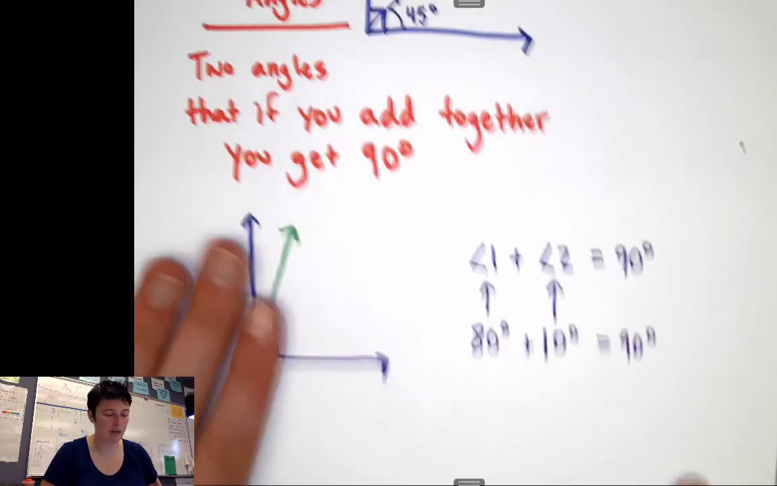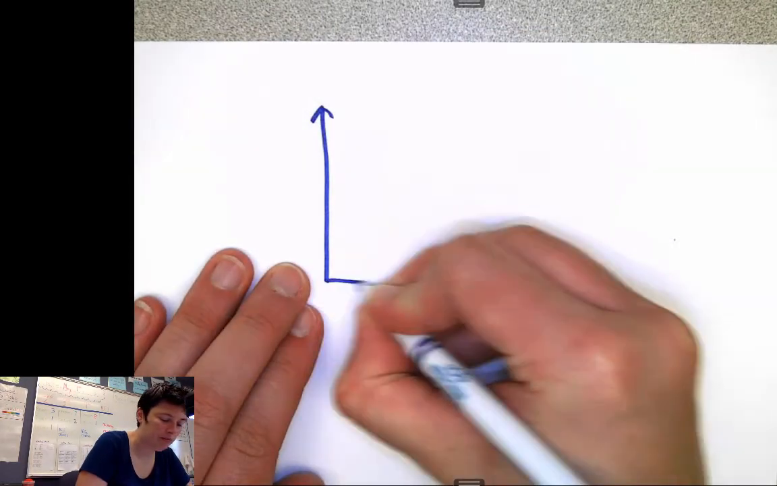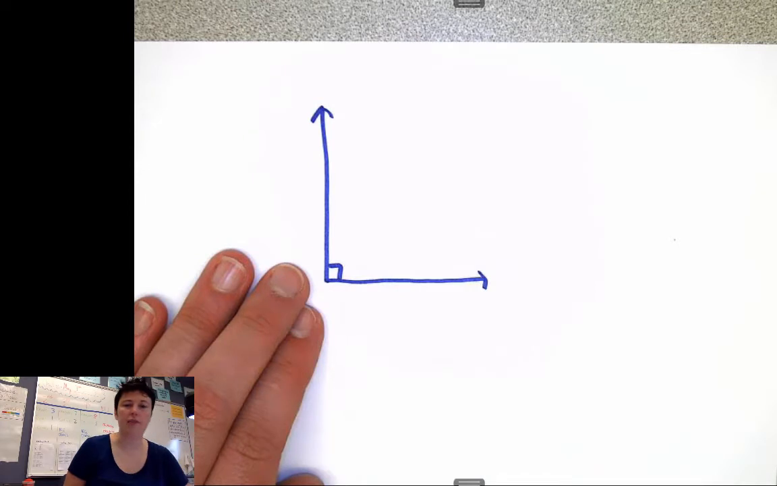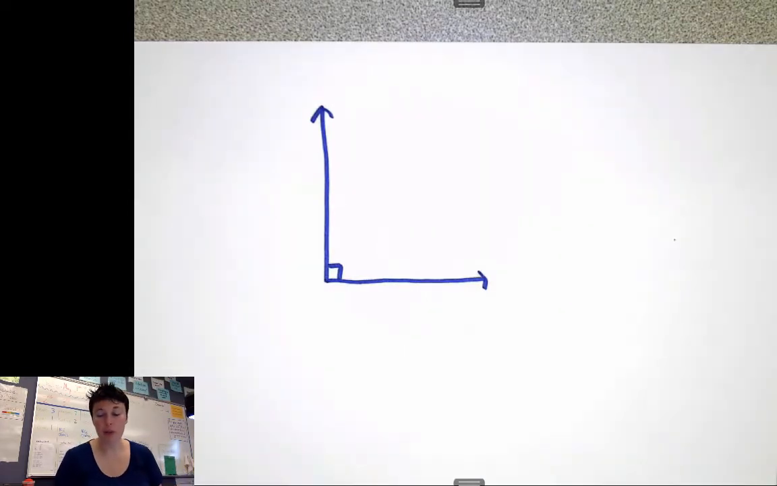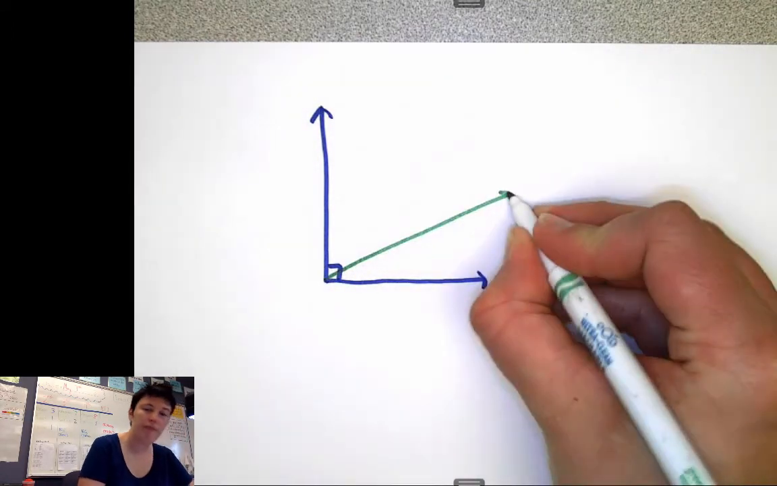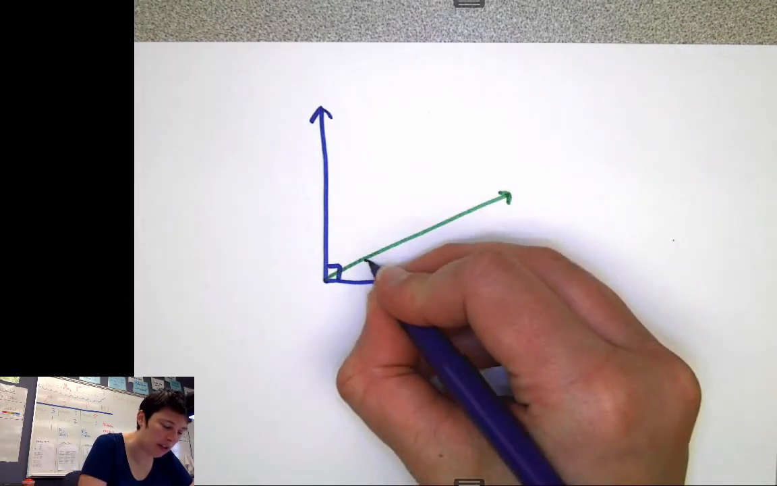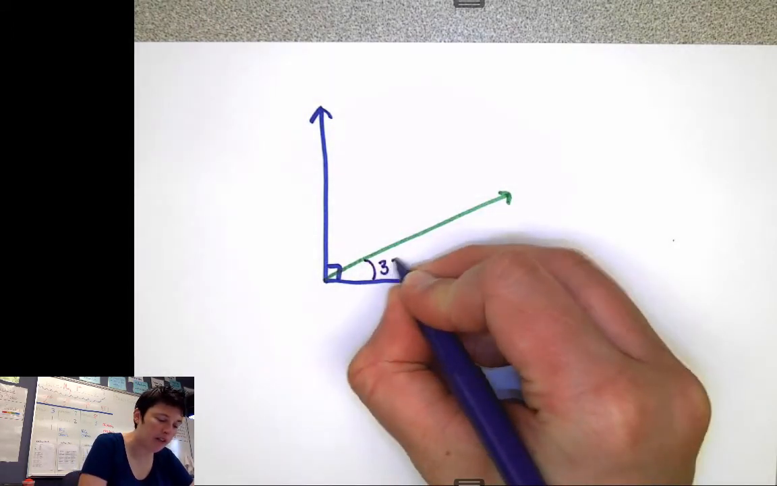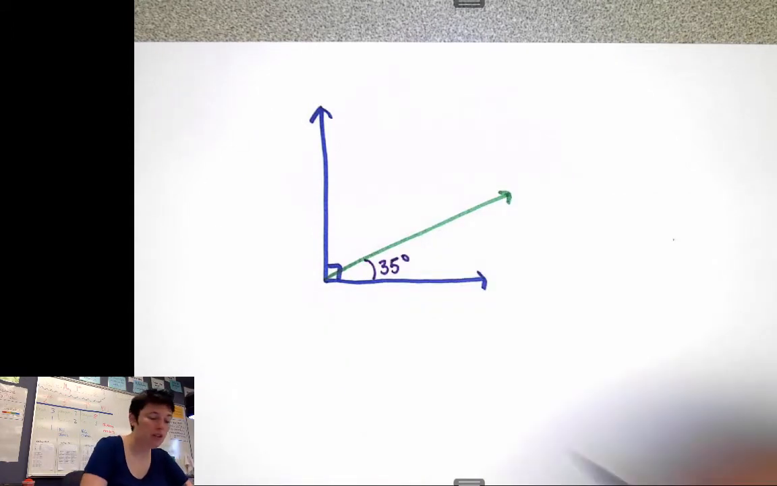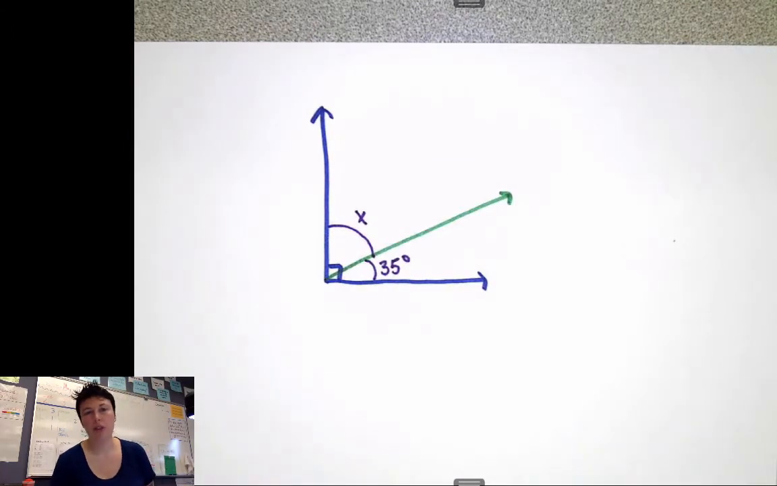Let's try one that involves some variables. So we're going to make up a new problem. And for this problem, we are going to draw another 90-degree angle. I'll put a box to indicate that it's 90. Then we are going to split off this 90 into two parts. I'm going to tell you that the bottom angle from here to here measures 35 degrees. And I'm going to tell you that the top angle measures x, an unknown degree.